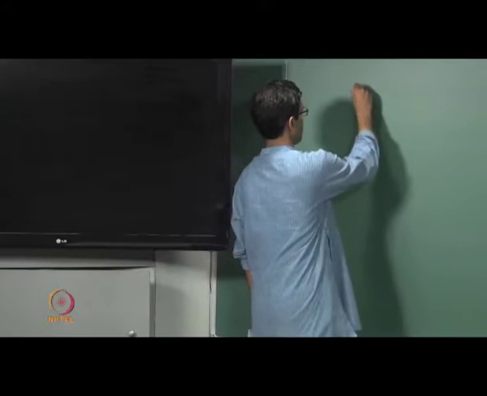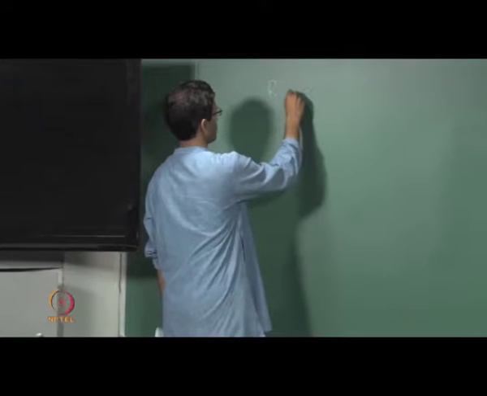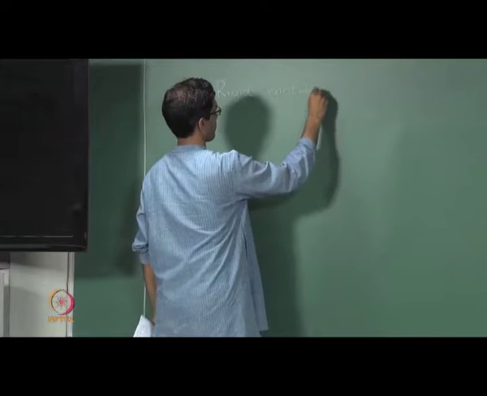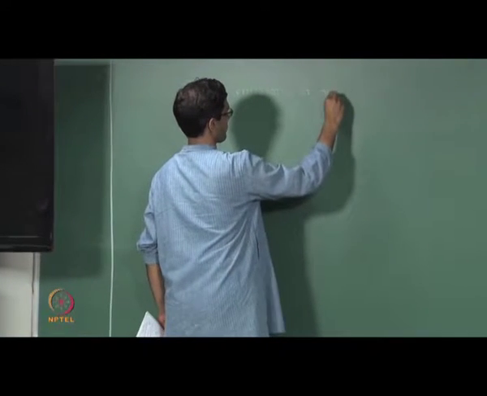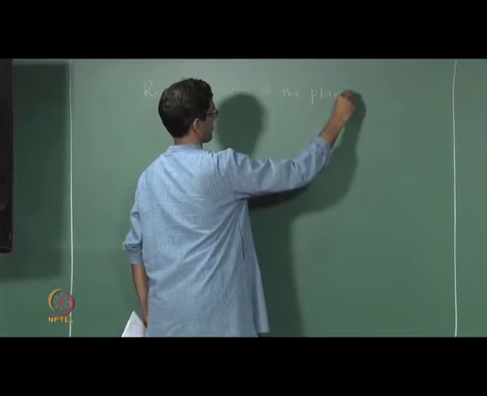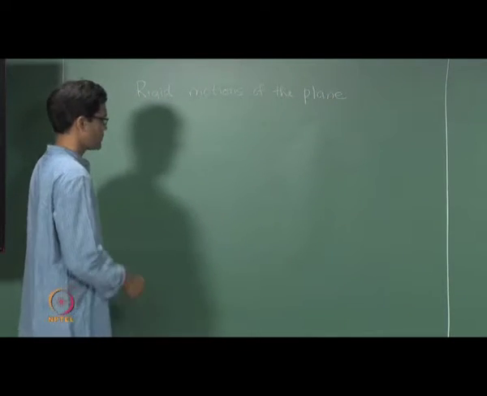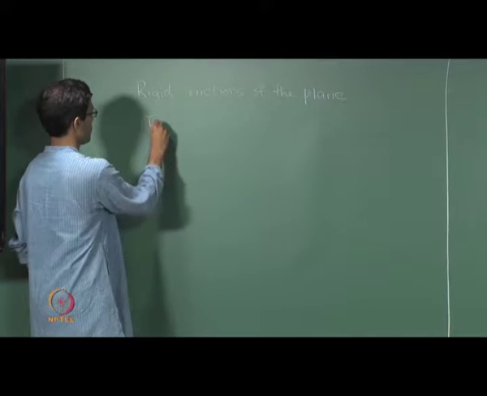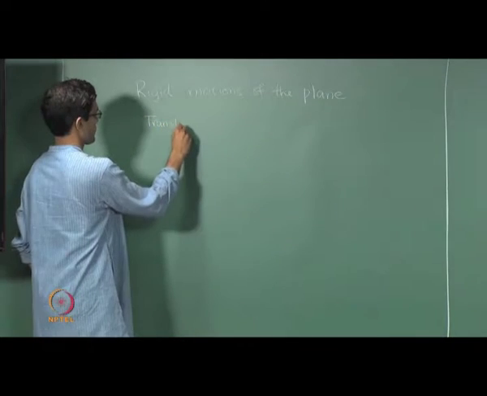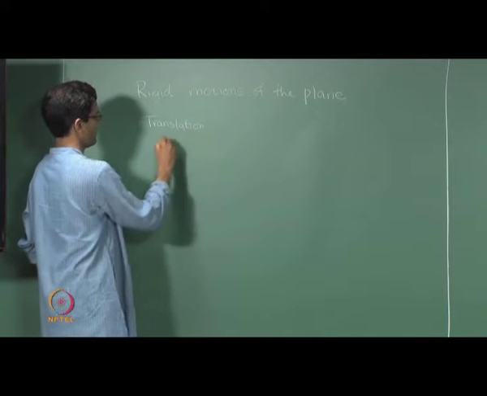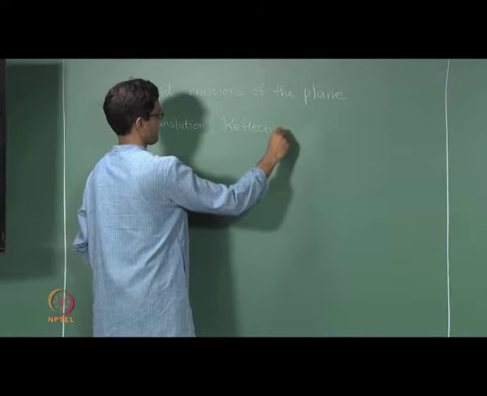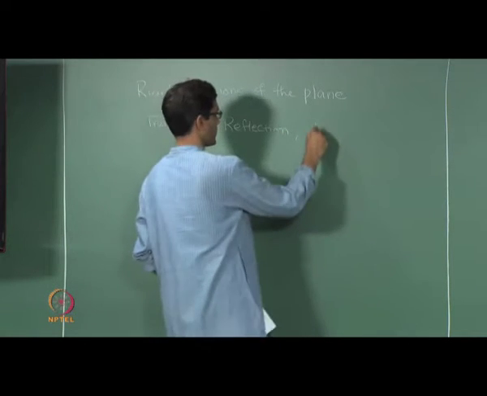Okay, so last time we talked about certain kinds of maps from R2 to R2 and we called these the rigid motions of the plane. And we studied a few examples. So, the kinds we looked at were maps which we called translations, then there were reflections, we looked at rotations.